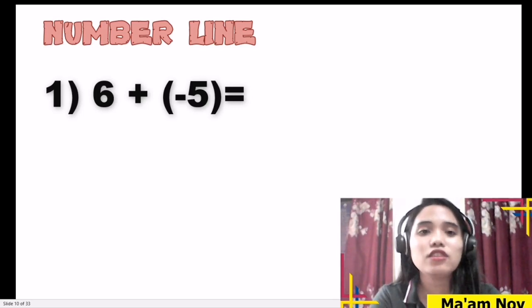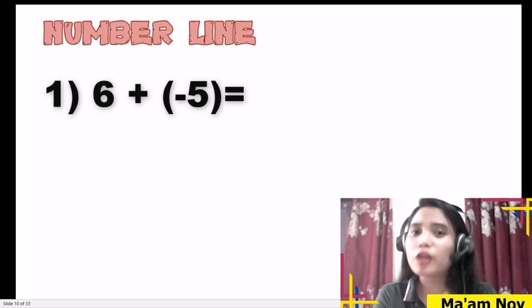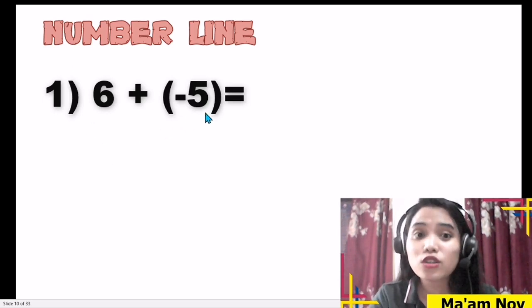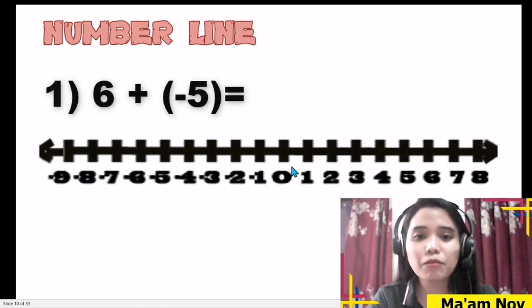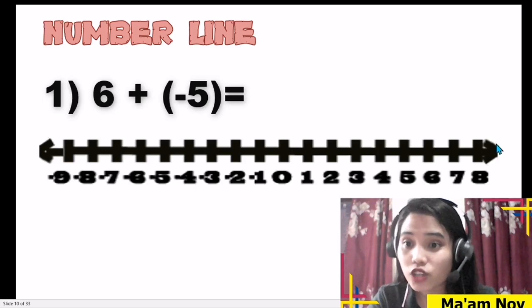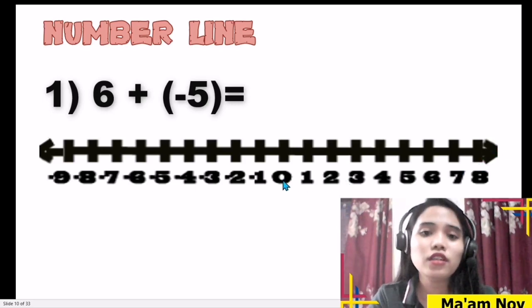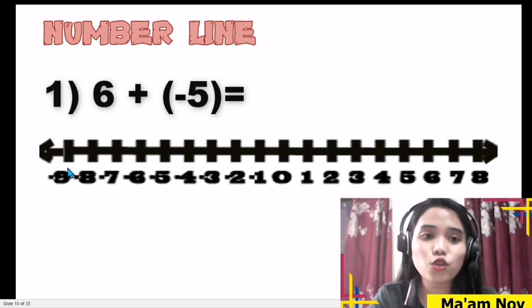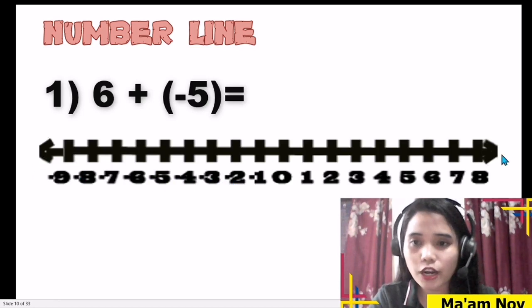Okay, so we have here 6 plus negative 5. So, when you were in elementary, it's very easy to add kapag walang negative numbers. So, we have 6 plus 5. Ang sagot is 11. Pero this time, si 5 is negative. So, meaning we will add positive 6 plus negative 5. So, using the number line, so this is a number line. Ang number line, it has 0, 1, 2, 3, 4, 5, 6, 7, 8, and so on. Kasi line siya, meaning it can be continued. Negative 1, negative 2, negative 3, and so on. Okay, so this is a number line.